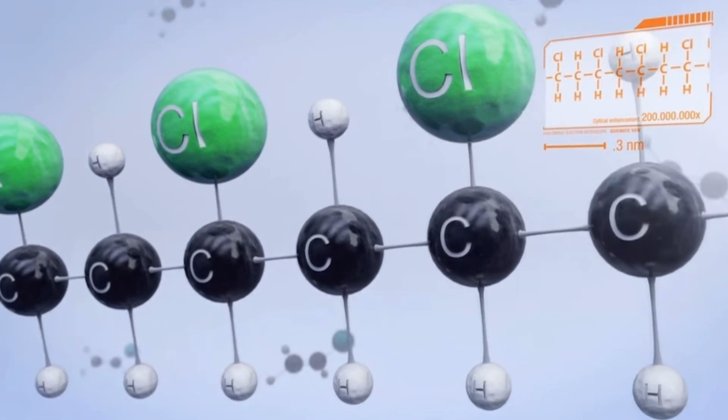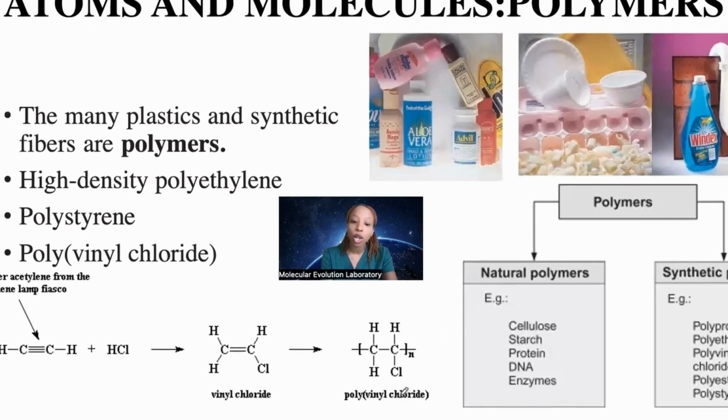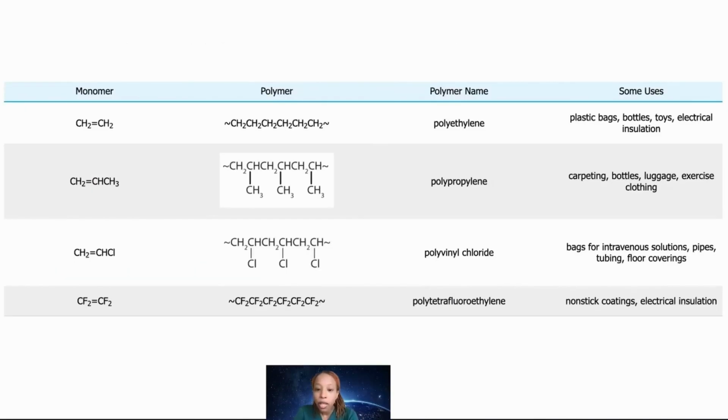To create a different type of polymer, you basically can exchange different atoms to produce different types of polymer. For example, polyvinyl chloride is basically exchanging a hydrogen atom for a chlorine atom. You have different types of polymers, and we know that polymers are a combination of monomers. Monomers are a combination of molecules. Molecules are a combination of atoms. So polymers include polyethylene, which we use every day in plastic bags, bottles, toys, electrical insulation.